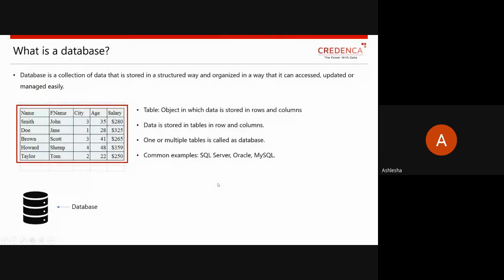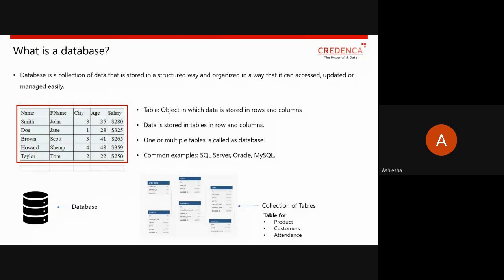See here, this is a symbol or representation for a database. Most of the time, your database is nothing but a collection of a number of tables. One table may represent the information for products, the second table may consist of the data for customers, the next may be attendance, anything. So the collection of all the tables is nothing but your database.